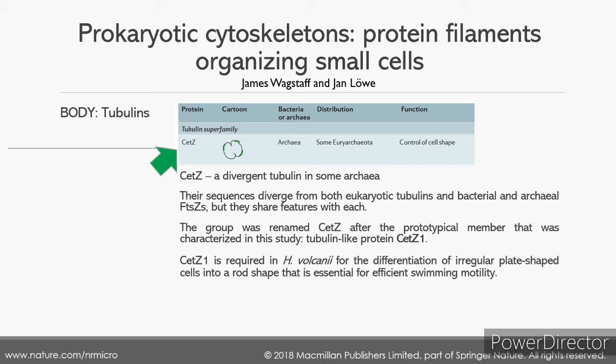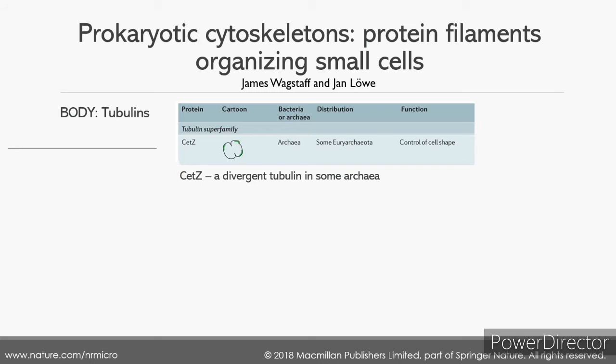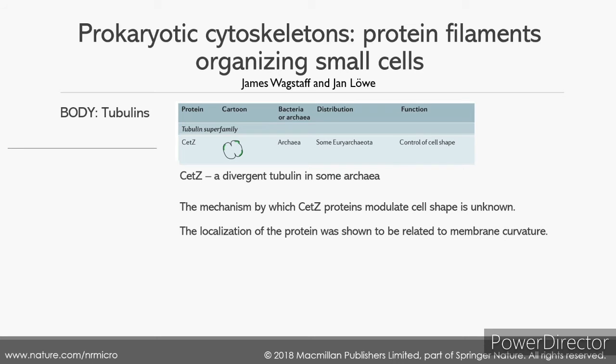CetZ1 is required in Haloferax volcanii for the differentiation of irregular plate-shaped cells into a rod shape that is essential for efficient swimming motility. CetZ1 forms dynamic cytoplasmic filaments that are required for cell shape determination. However, the mechanism by which CetZ proteins modulate cell shape is unknown. The localization of the protein was shown to be related to membrane curvature.